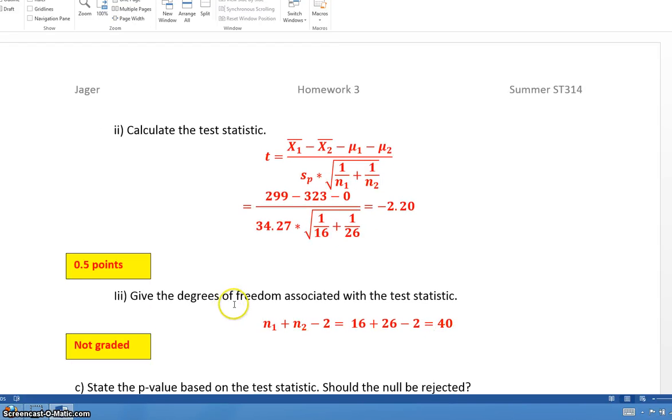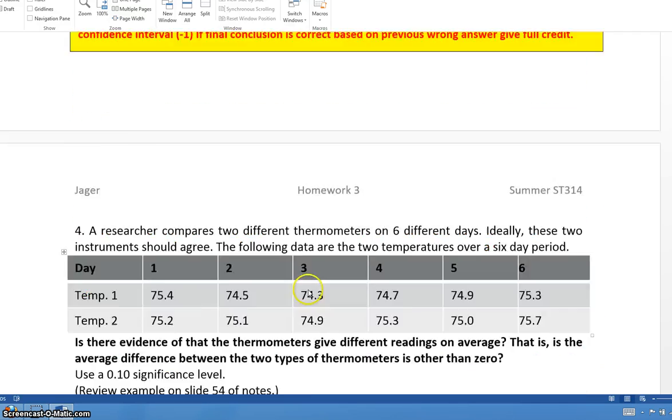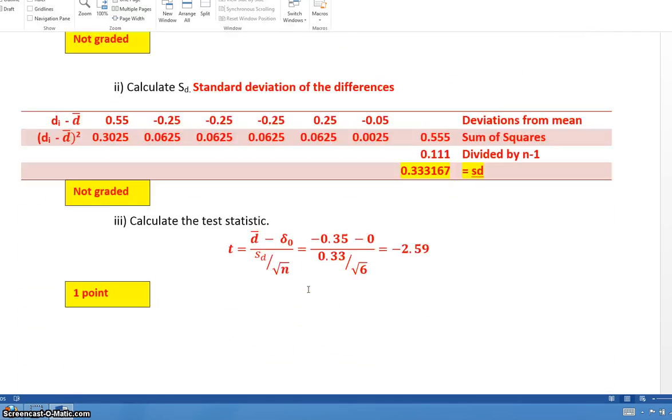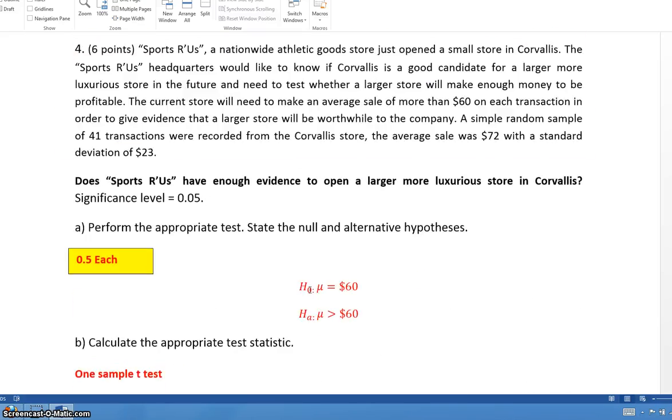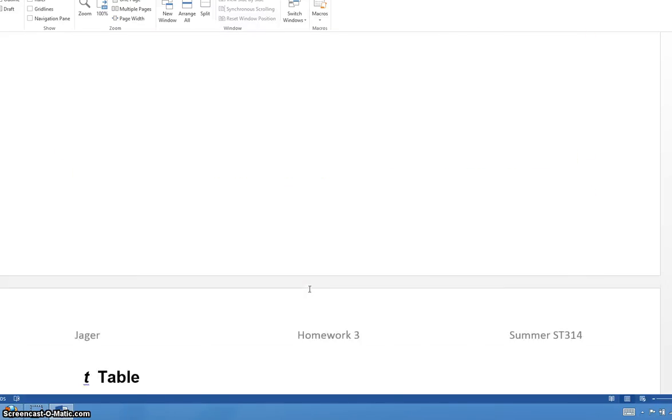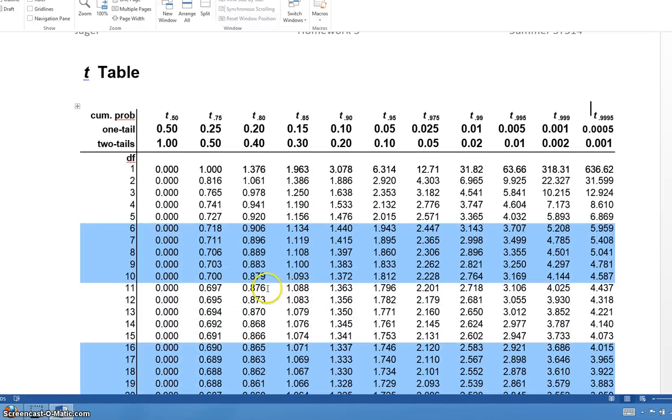At the end of this homework, I have attached a t-table. So let's scroll down to the t-table. Remember, I have a -2.20 and a degrees of freedom of 40. So if I scroll down to find that p-value, keep going, keep going. Okay, I have my t-table. Here I only have positive values, so I'm actually going to look at the absolute value of my t-statistic.